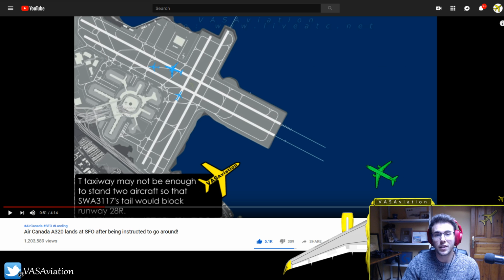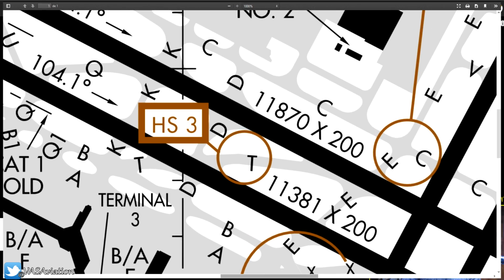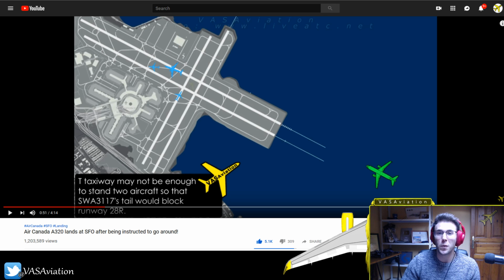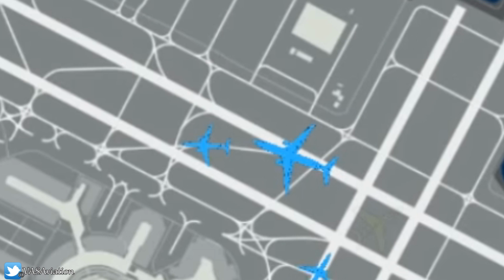Okay, here you can see the controller wants Southwest to depart at Delta, but it's too late as they have already started to vacate at Tango. There is a problem right now, and it's that Tango may be too short to fit 2 airplanes, so that Southwest 3117 would block runway 28 right so that Air Canada 781 cannot land on runway 28 right.